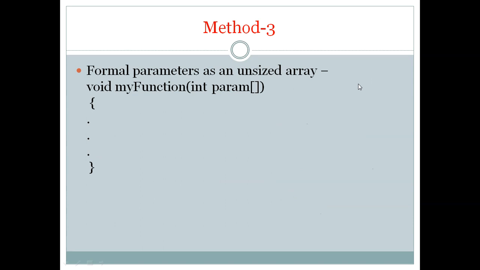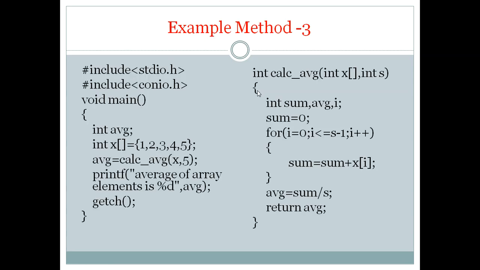What is method 3? Method 3 is the same as the earlier one, but in this case we are not passing the size over there. So how will we get the size? We will have to pass one more argument that specifies the size of the array, or we should know it earlier. As you can see in this example, again we have an array x with initial values 1 to 5. We are calling the calculate average function. x is the array and 5 is the total number of elements that this array contains. So we are passing it here. We are not specifying the size here. The size will be mentioned by this s.